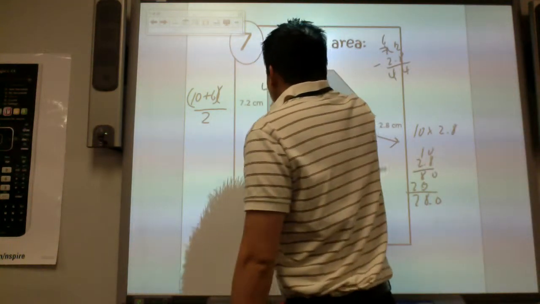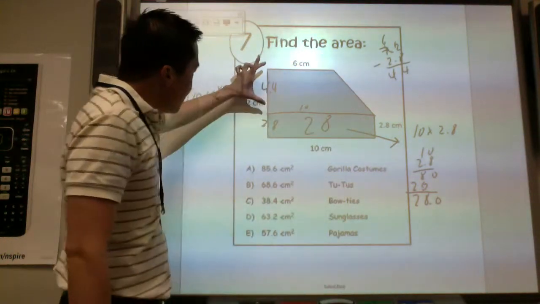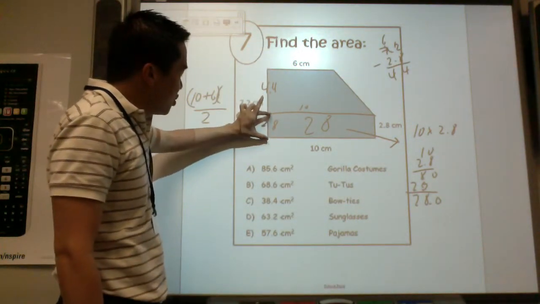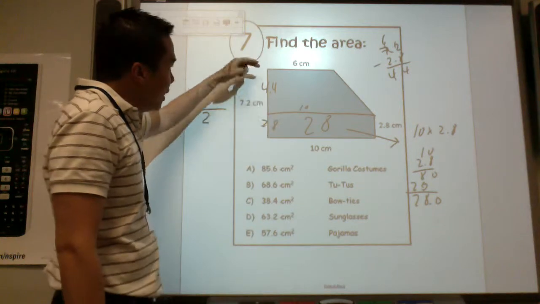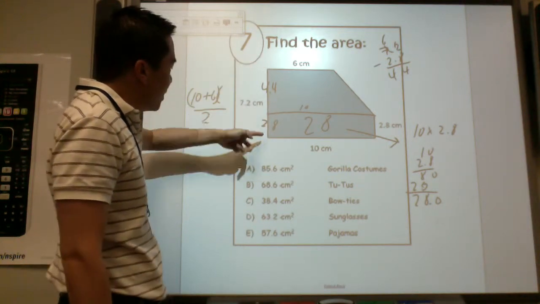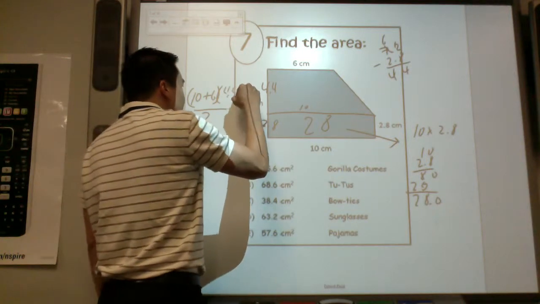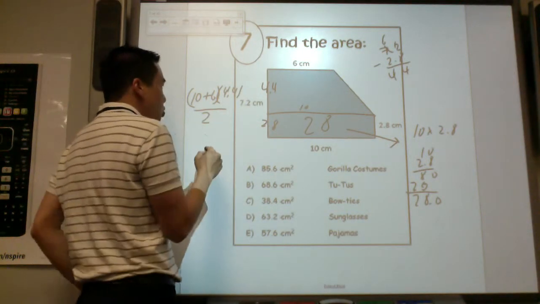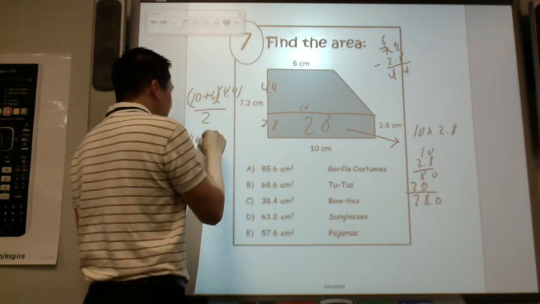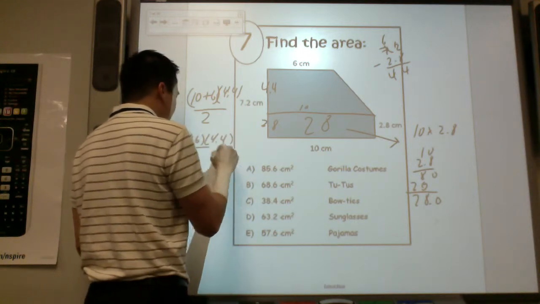So this must be 4 and 4 tenths. So this is 4 and 4 tenths. This is 2 and 8 tenths. Together, it makes the whole height of this 7 and 2 tenths centimeters. Okay. So the height is 4 and 4 tenths. So if I add up the two bases, 16 times 4.4 divided by 2.